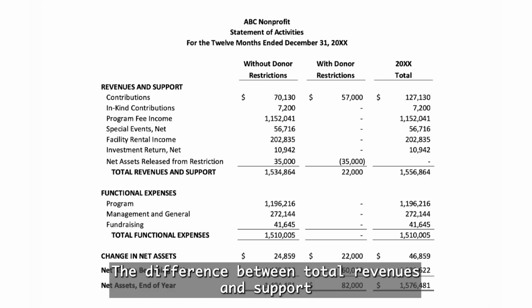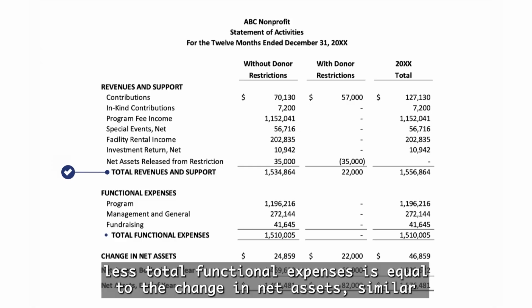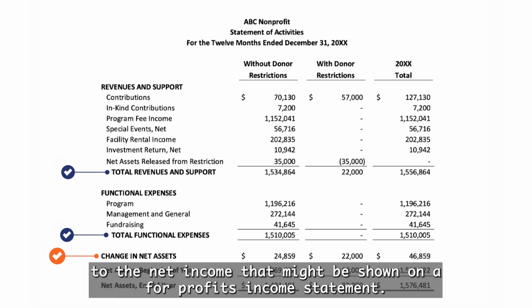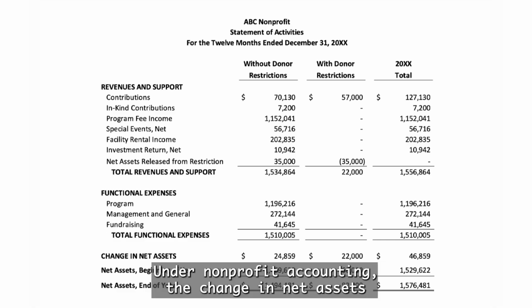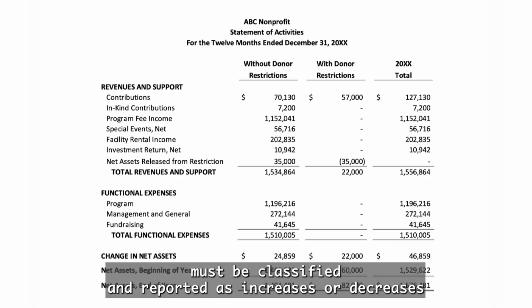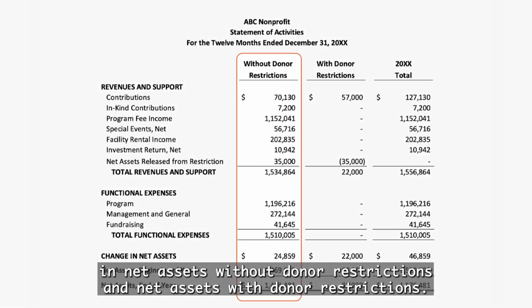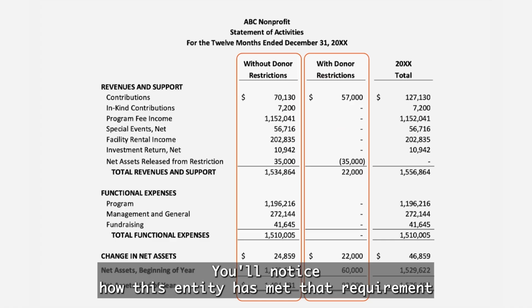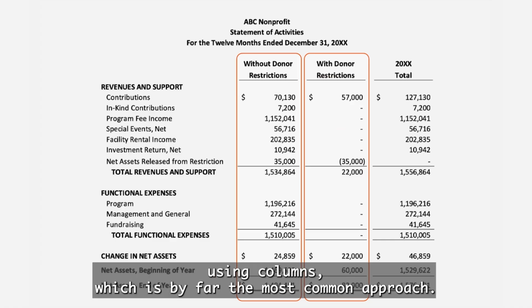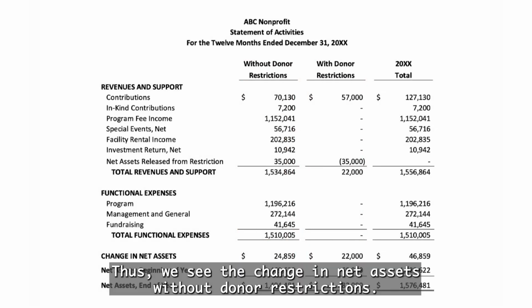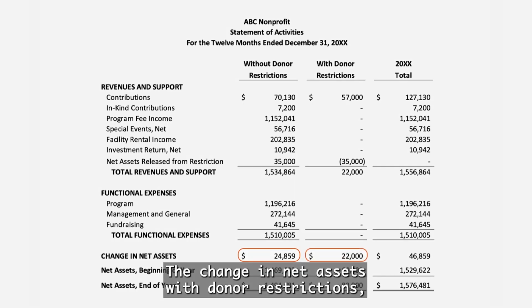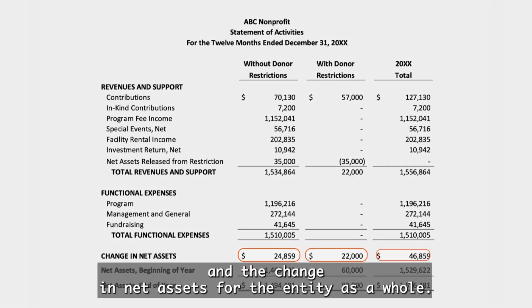The difference between total revenues and support less total functional expenses is equal to the change in net assets, similar to the net income that might be shown on a for-profit's income statement. Under nonprofit accounting, the change in net assets must be classified and reported as increases or decreases in net assets without donor restrictions and net assets with donor restrictions. You'll notice how this entity has met that requirement using columns, which is by far the most common approach. Thus, we see the change in net assets without donor restrictions, the change in net assets with donor restrictions, and the change in net assets for the entity as a whole.